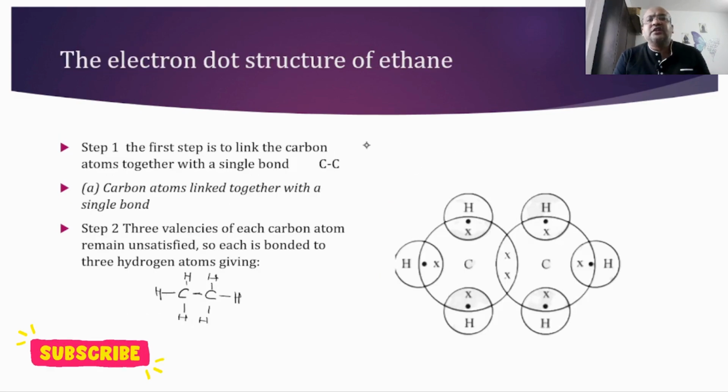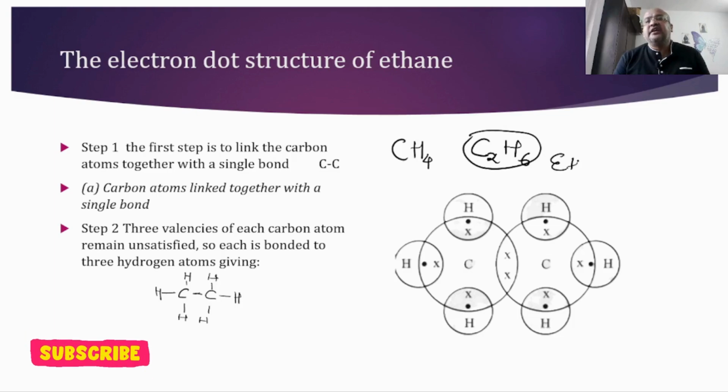Now let's try to find out the electron dot structure of ethane. We have already seen the electron dot structure of the basic hydrocarbon, methane. Today we are going to see the electron dot structure of ethane. What is ethane? Ethane has two carbons involved, so it is C2H6.